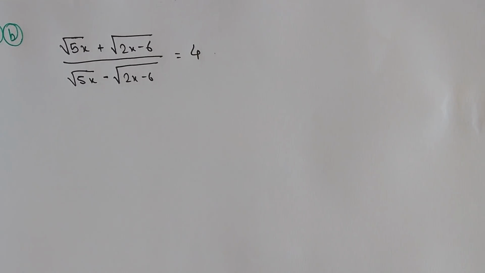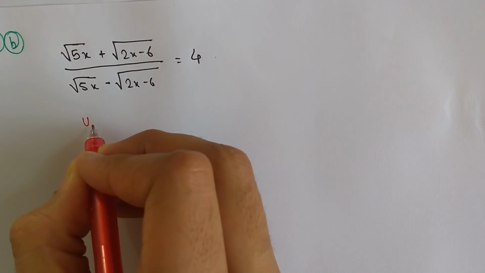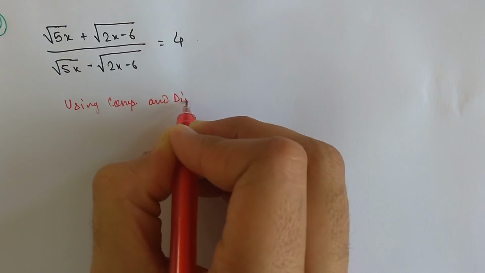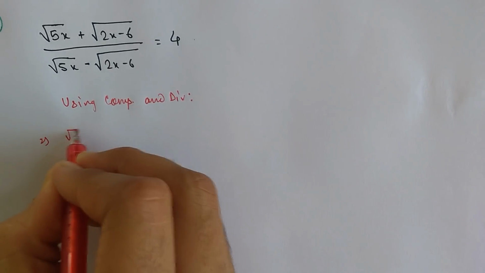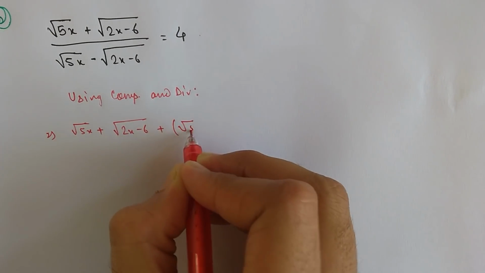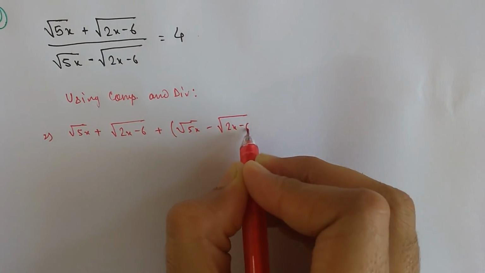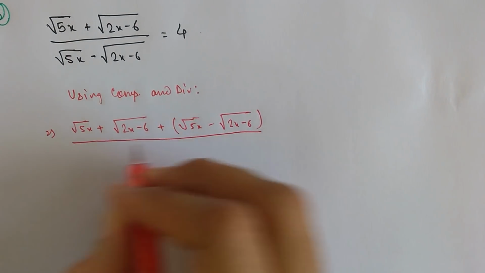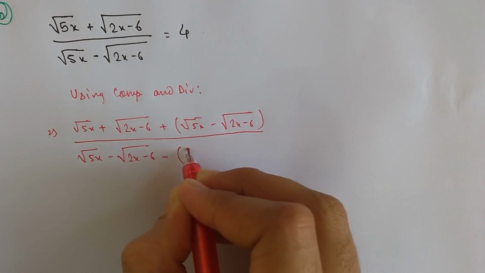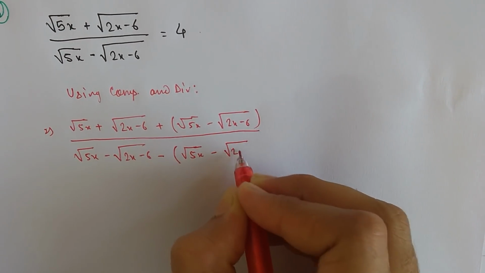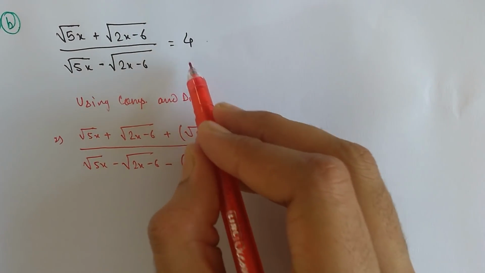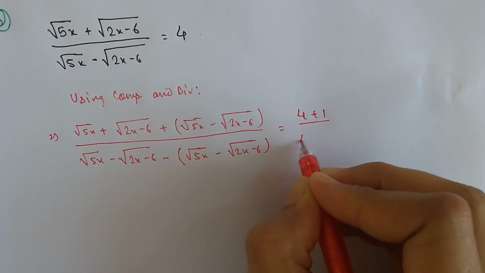First of all, I hope you know componendo and dividendo. We will use that. It is a property of proportion. Using componendo and dividendo. What is that? Numerator plus the denominator divided by numerator minus the denominator on both the sides. Now as it is 4 only over here, the denominator will be 1, so we will have 4 plus 1 divided by 4 minus 1.